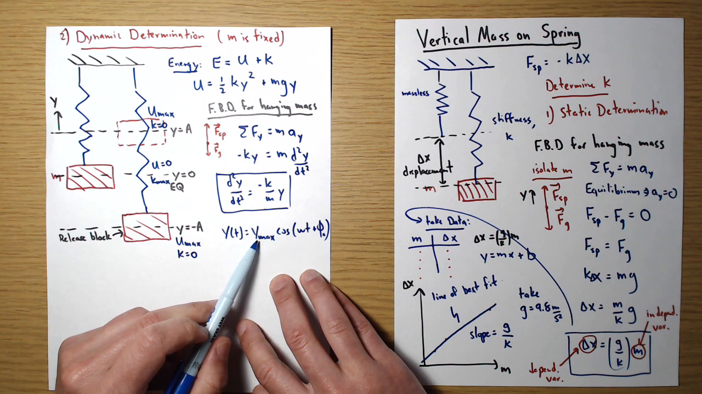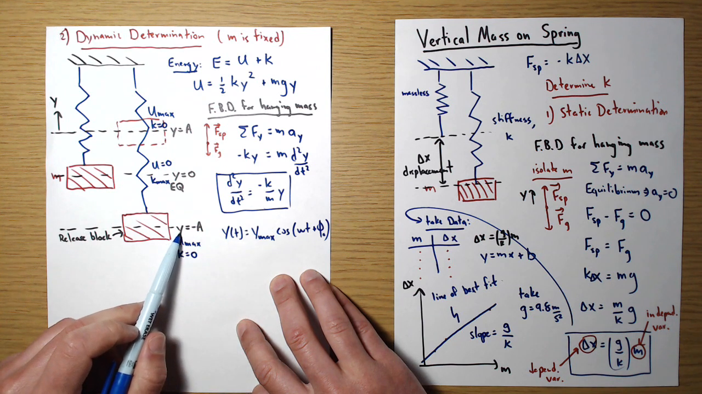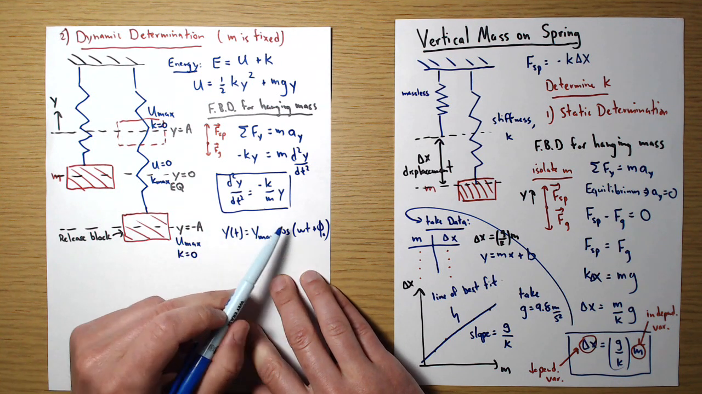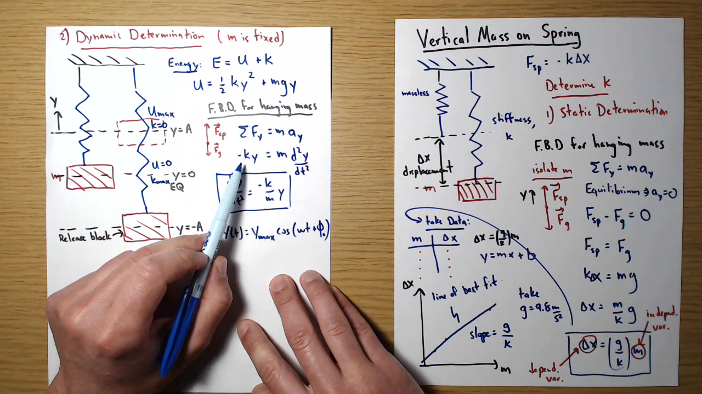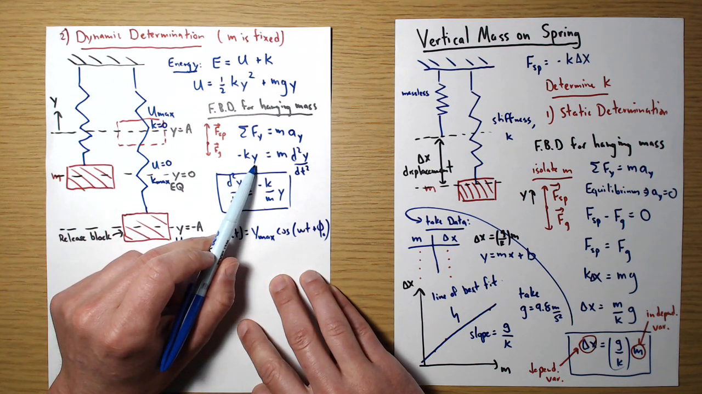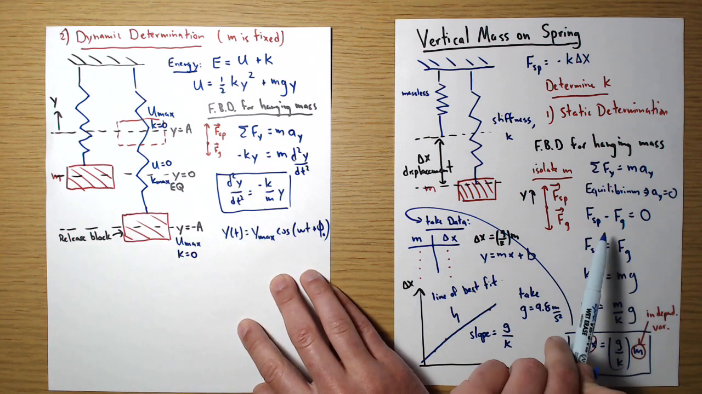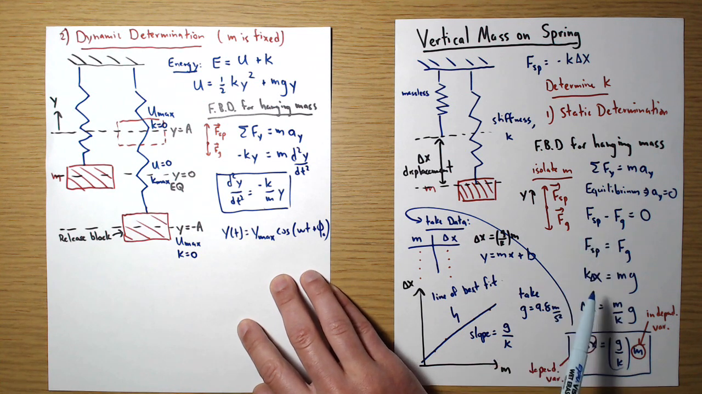That's what the experimenter determines: basically where the block starts, which is the y max, and then the phase phi naught with which it starts. Now, going back for one moment, you might wonder why I only have minus k times y as my force. Isn't there also, just as in the static case, a k delta x and an mg acting in opposite directions? Of course there is, but they cancel each other out. That's what this shows right here.